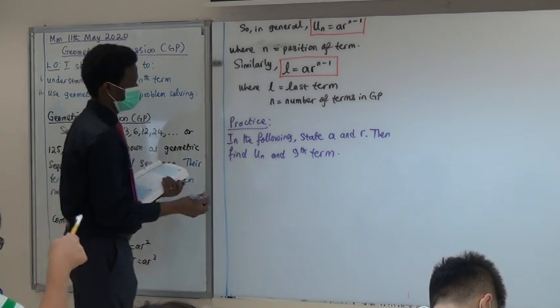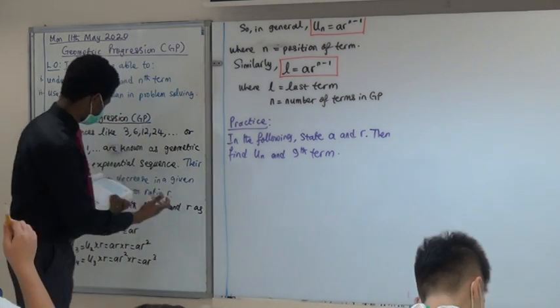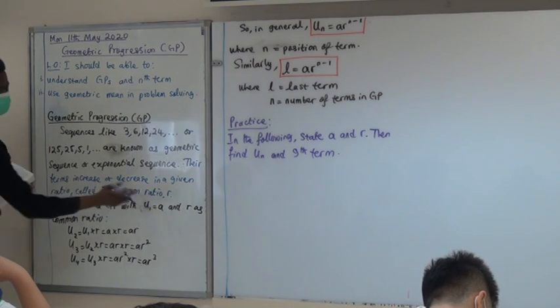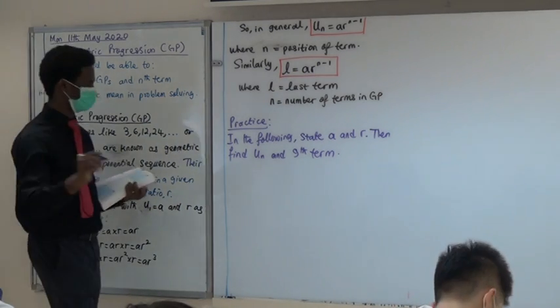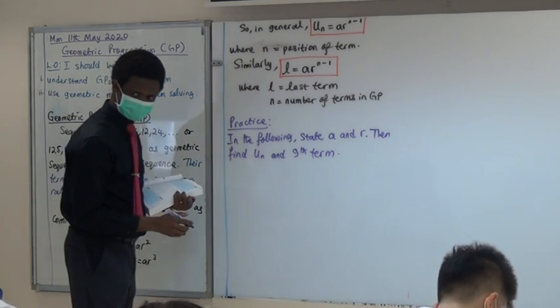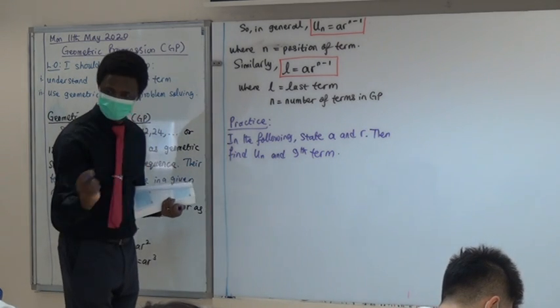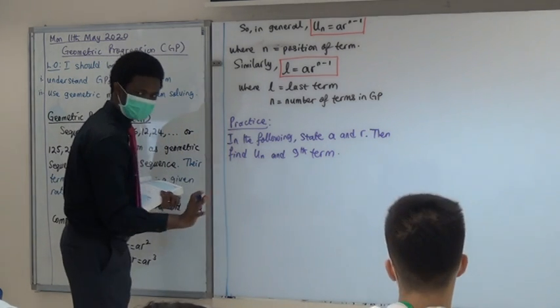A is the first term, not the first position. First position means n is equal to 1. It has nothing to do with a.